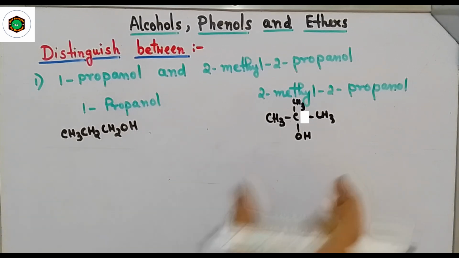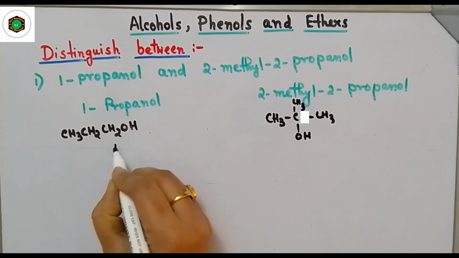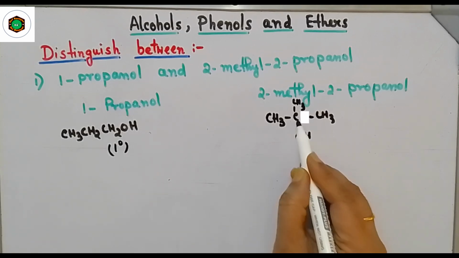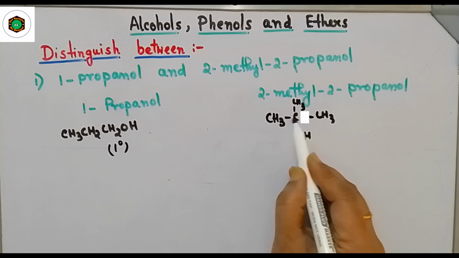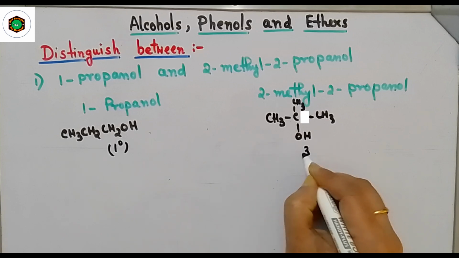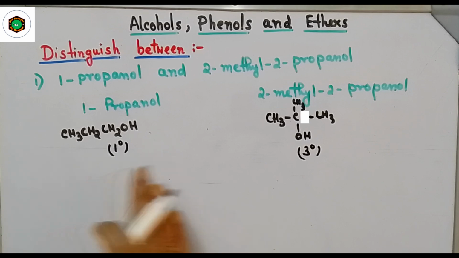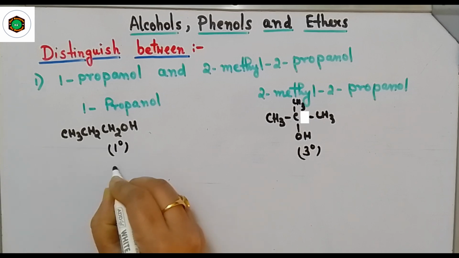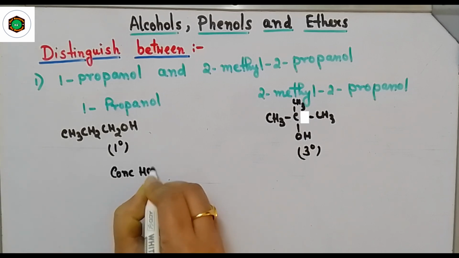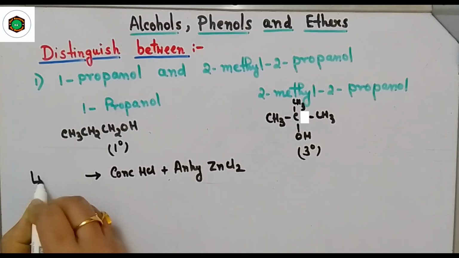So what is the difference between these two compounds? Both are alcohol. But here this OH group is attached to primary carbon. So this is 1 degree primary alcohol, and this OH is attached with a carbon which is attached with 3 more carbons. So this is tertiary carbon. So this is tertiary alcohol also. So mainly what we have to do, how to distinguish between primary and tertiary alcohol, that one we have to show. There is one reagent, concentrated hydrochloric acid and anhydrous zinc chloride. It is called Lucas reagent.